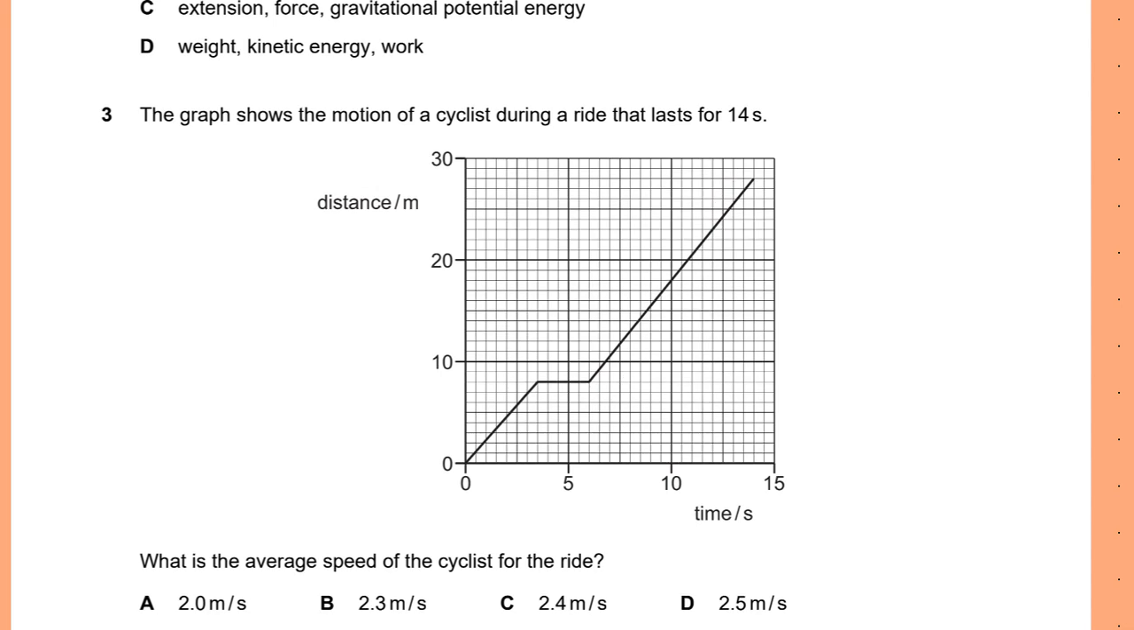Question 3. The diagram shows the motion of a cyclist during a ride that lasts for 14 seconds. What is the average speed of the cyclist for the ride? So for this, we will need to read off this value because this is a distance time graph. So that's going to give us the total distance, and then we can just divide by the time, which is 14 seconds. So this looks like 28 as the total distance, 14 is the total time. So 28 over 14 becomes 2 meters per second.